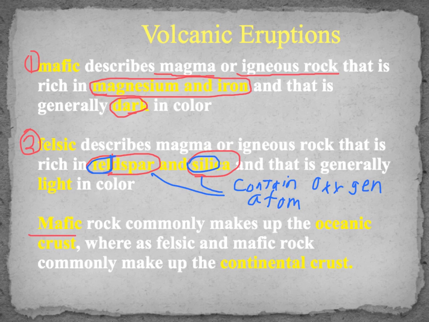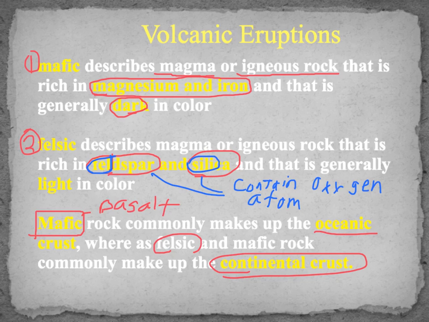But the mafic rocks, mafic magma, makes up the oceanic crust. So this is like basalt. And the felsic rocks, with some mafic parts to them, make up the continental crust, and this would be granite.